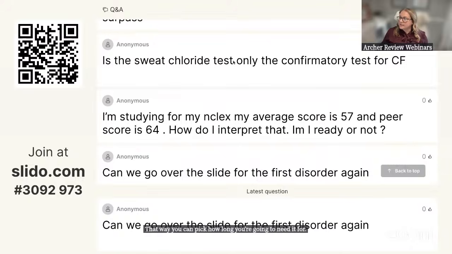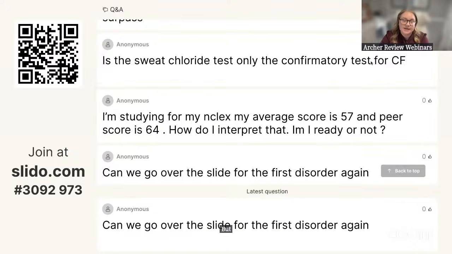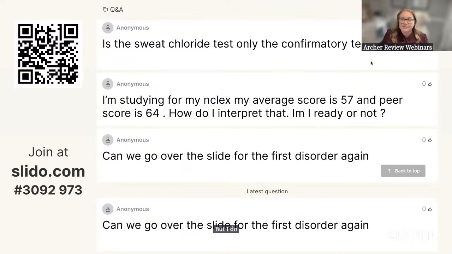Is the sweat test the only confirmatory test for cystic fibrosis? No, it is the gold standard. It's what's most common. It's totally what you're going to see on your exams. But we do have genetic testing as well, where we can look at the genome. We can see certain mutations. That's kind of specialty level. It's not something I know a ton about. I've never worked in genetics, but I do know we've got those genetic tests too.